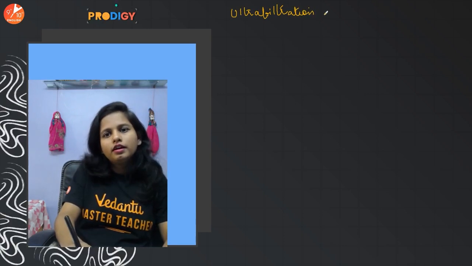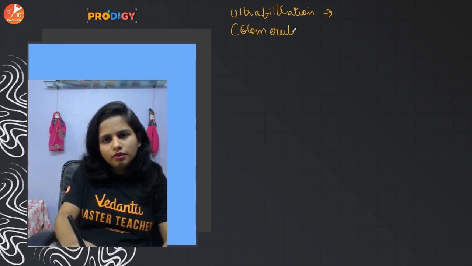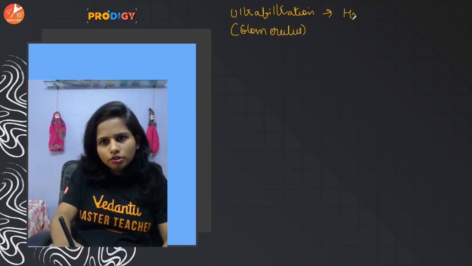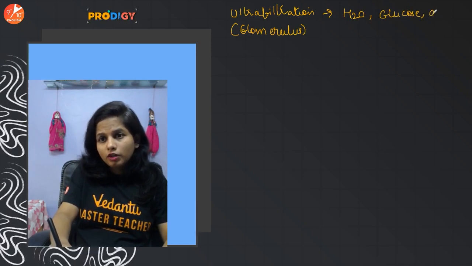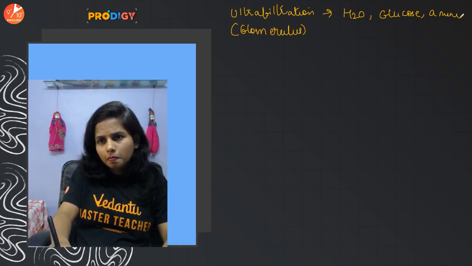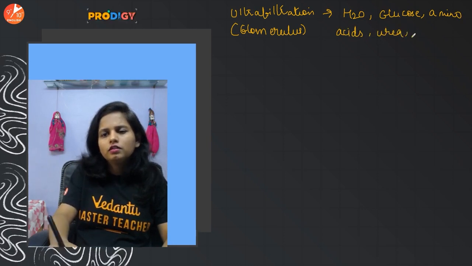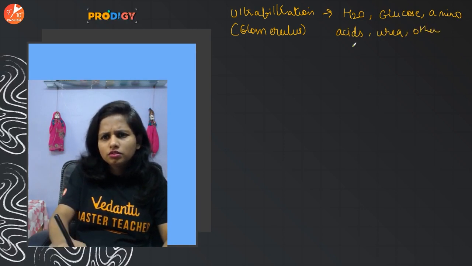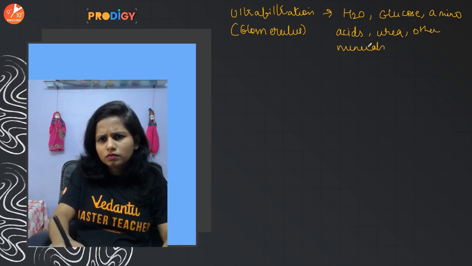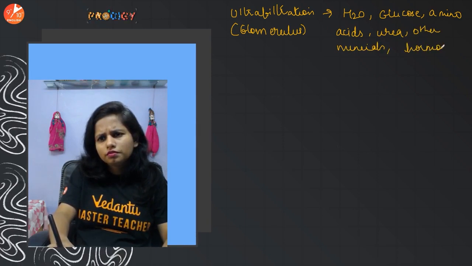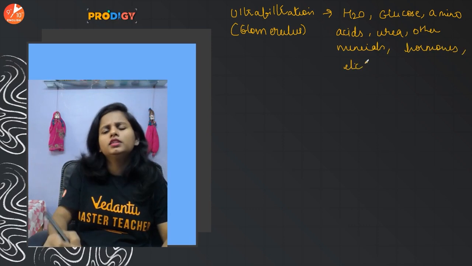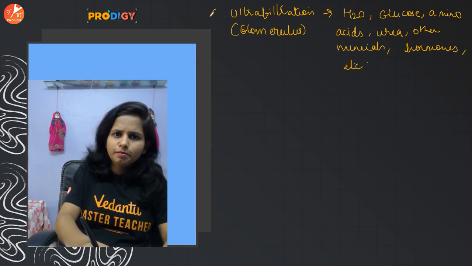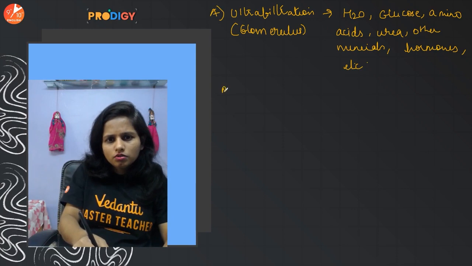Ultrafiltration. Ultrafiltration takes place in the glomerulus. So water, glucose, amino acids, urea, other minerals, hormones, etc. gets filtered out. That is step 1. Now step 2.